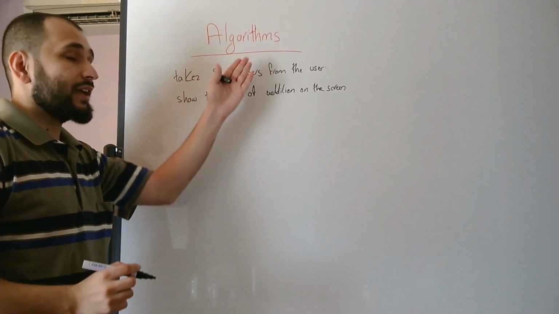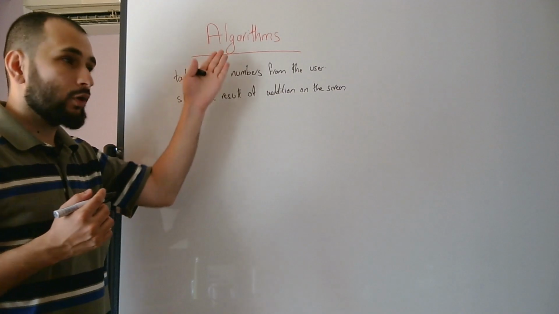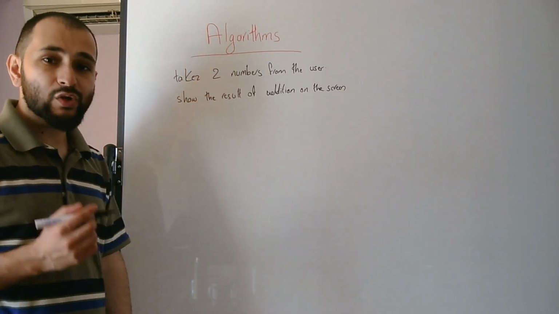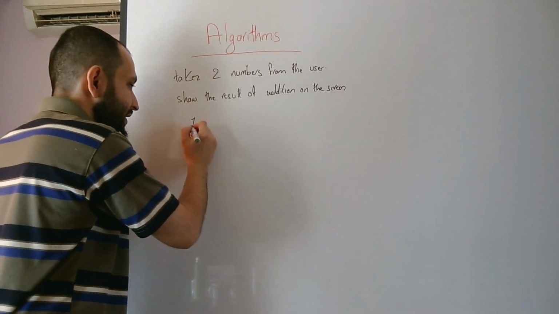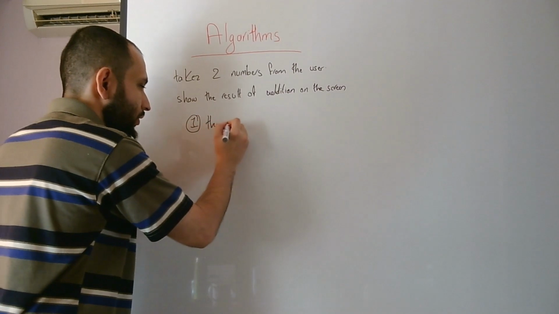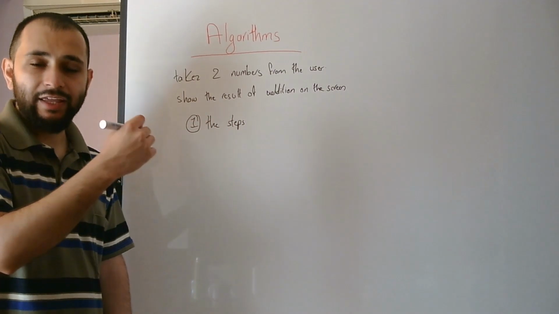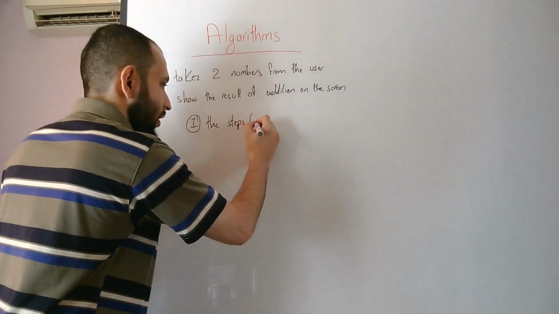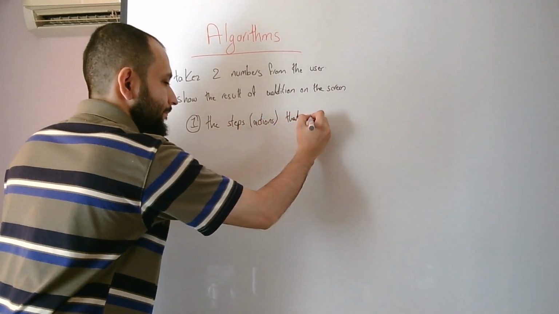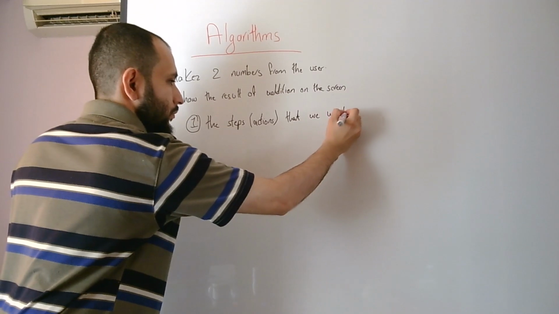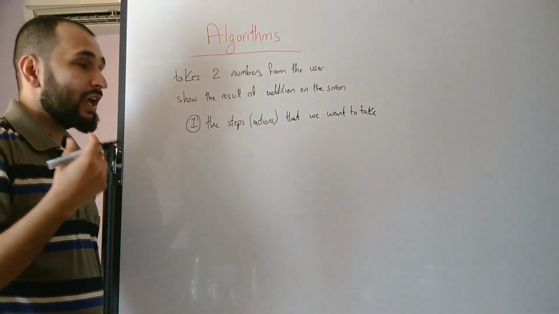So the steps that we want to take to solve this problem are basically the algorithm for solving it. In algorithms, two things are important, two points. First, the steps that we want to take. How can we say this in a better way? The actions that we want to take. The steps are the actions that we want to take. Okay, this is the first thing about an algorithm that you have to consider.